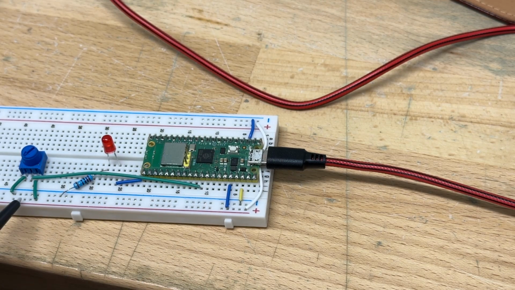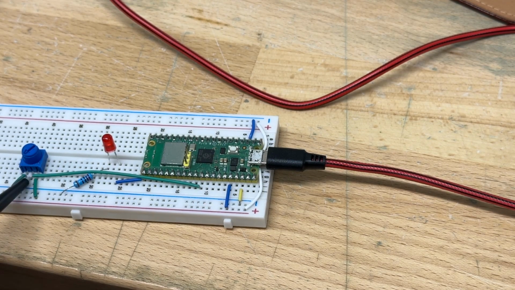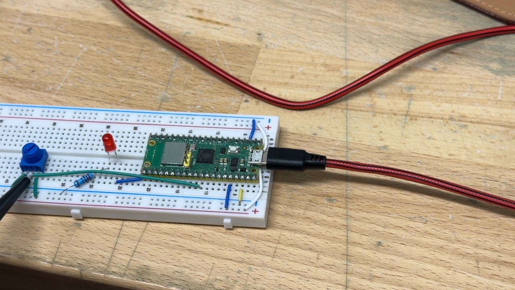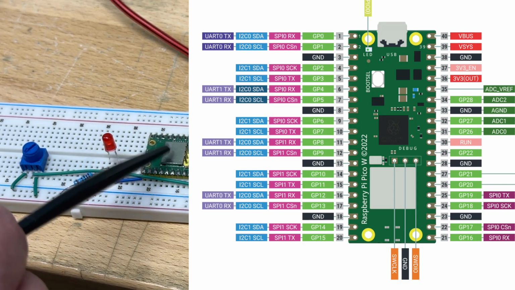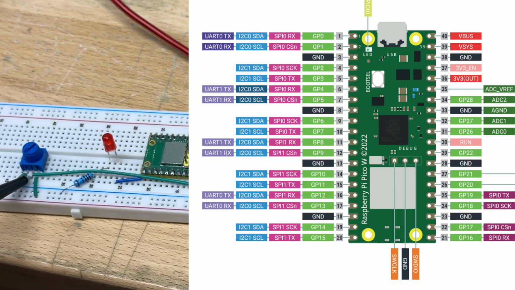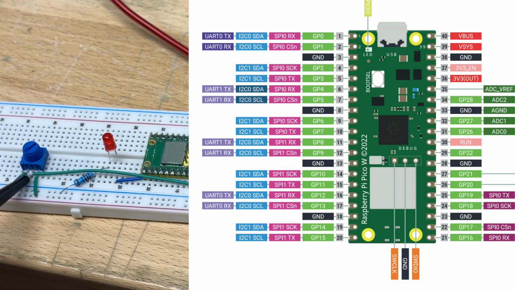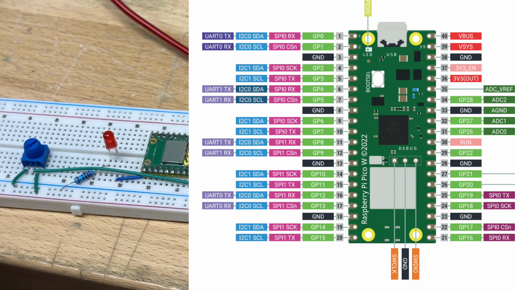So on the potentiometer, on the left side, I put ground. Right side is going to be 3.3 volts, and center pin has to be connected. I'll put a picture of the pinout of the Pico. Center pin has to be connected to one of the ports that has ADC.